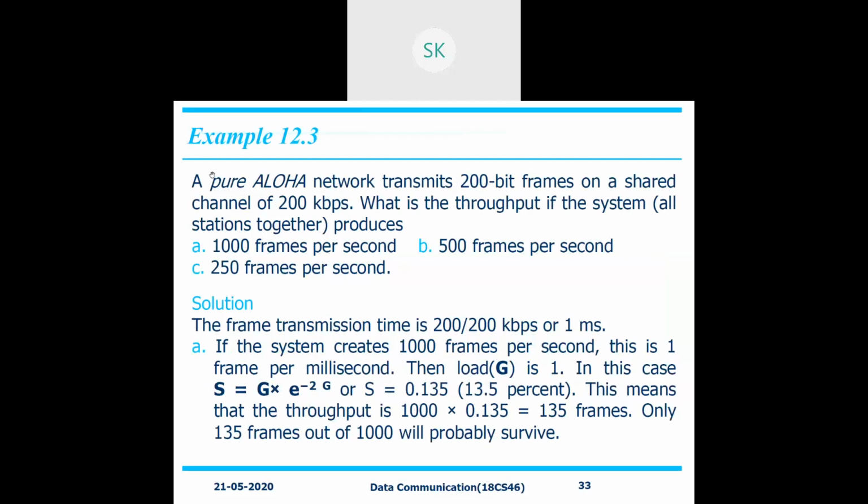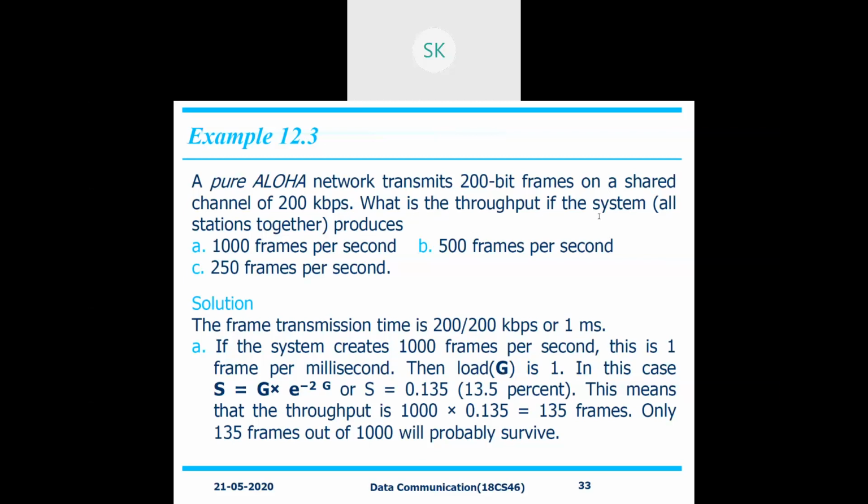See here, we have taken an example to explain that particular throughput, and based on that, what analysis we can make. A pure Aloha network transmits 200 bit frames on a shared channel of 200 kbps. Shared channel, so the channel is shared between some stations. We need to look into it. So 200 bit frames I need to transmit on a shared channel of 200 kbps. The whole bandwidth of the channel is 200 kbps capacity.